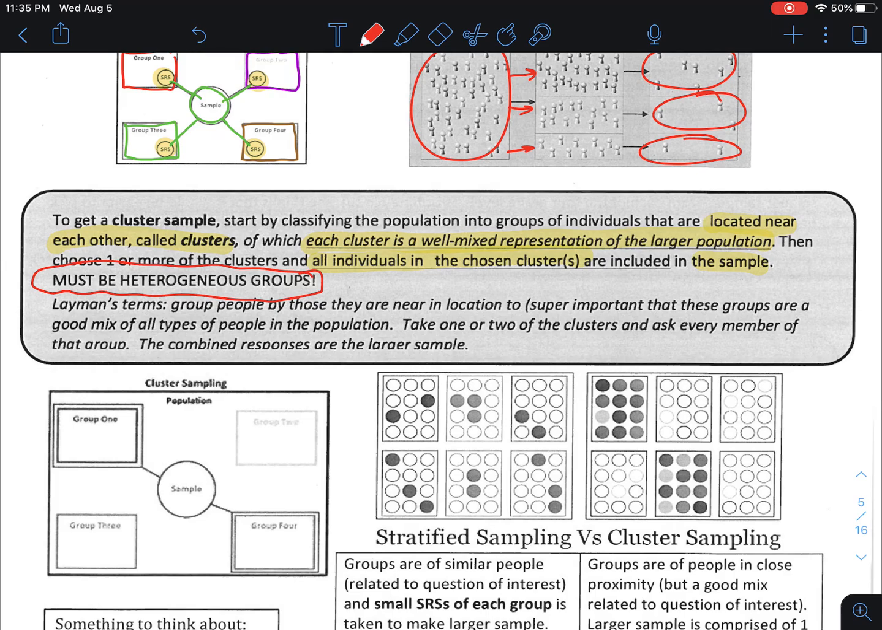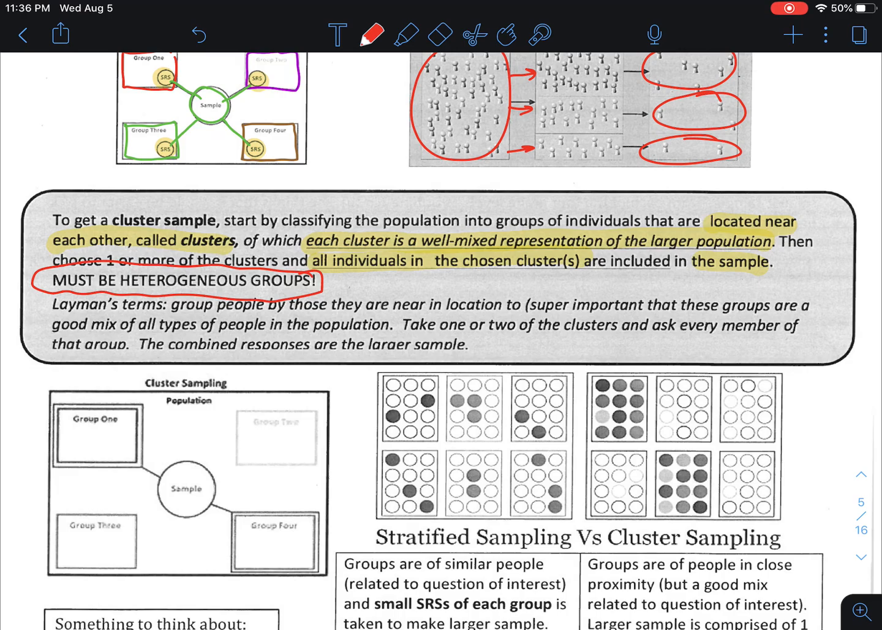So in layman's terms, groupings based on location, closeness to each other. Super important that these are good mixes of the population. Doesn't have to be 100% accurate, but a good mix of the population. Take one or two or a variety of clusters. If it's blocks in Chicago, you might take more than 2 blocks. It might be like 20 blocks. So it just depends on what you're looking at. In a hallway situation, it might just be 1 or 2.